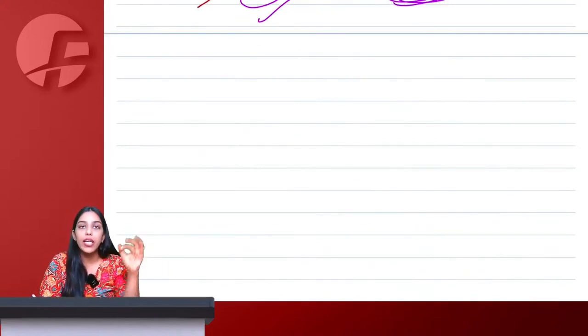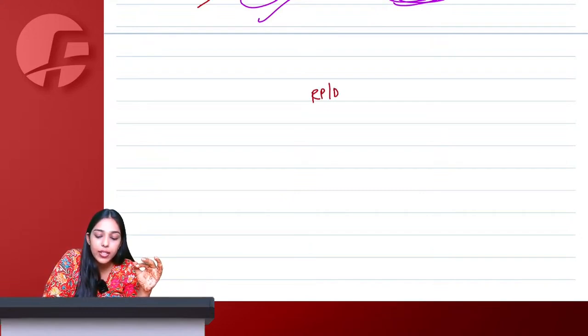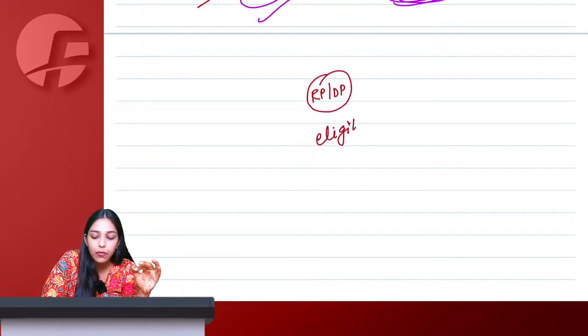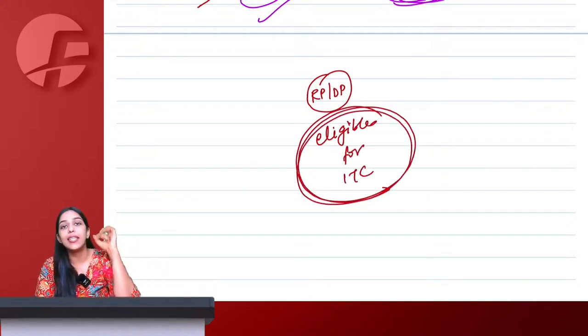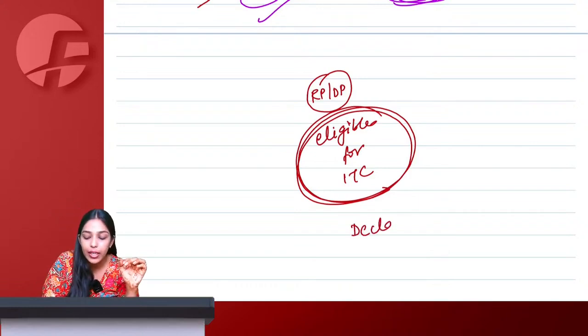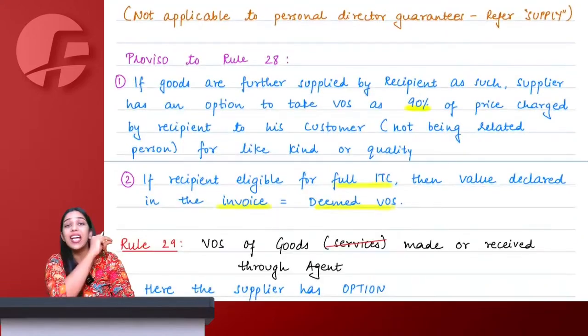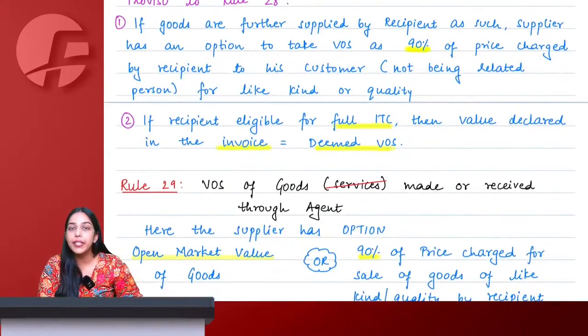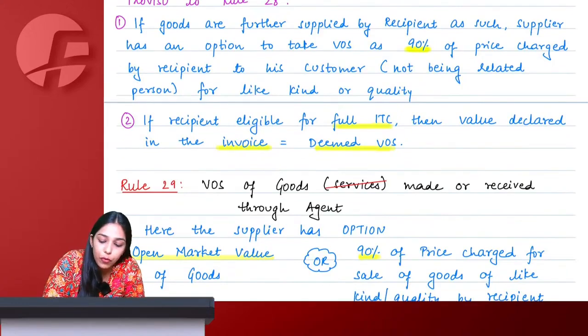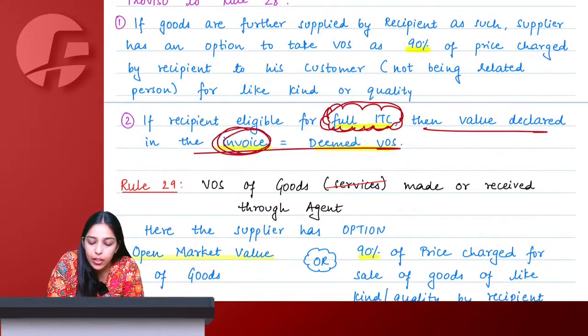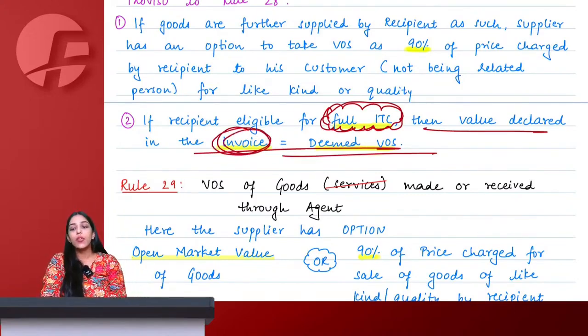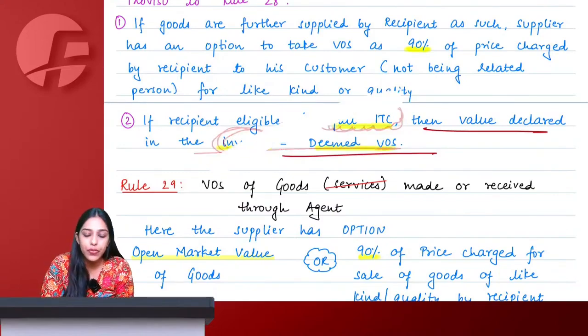Whenever you are supplying to your related or distinct person and they are eligible for full ITC, then whatever you declare in your invoice only becomes the value of supply. So we are saying you forget everything. If you are supplying to your related distinct person and they are eligible for full ITC with respect to whatever you are supplying, then the value that you declare in your invoice is going to be the deemed value of supply.